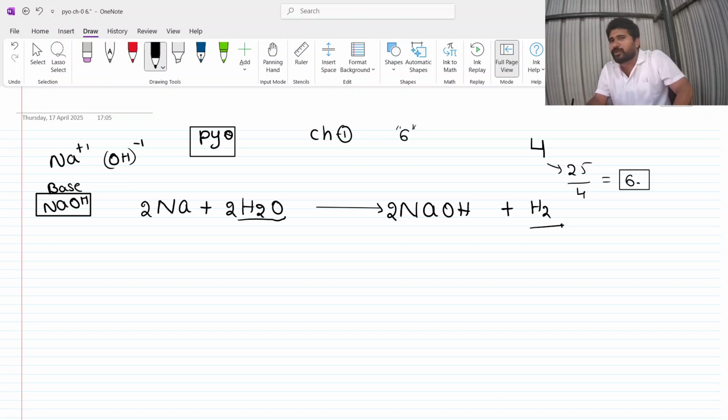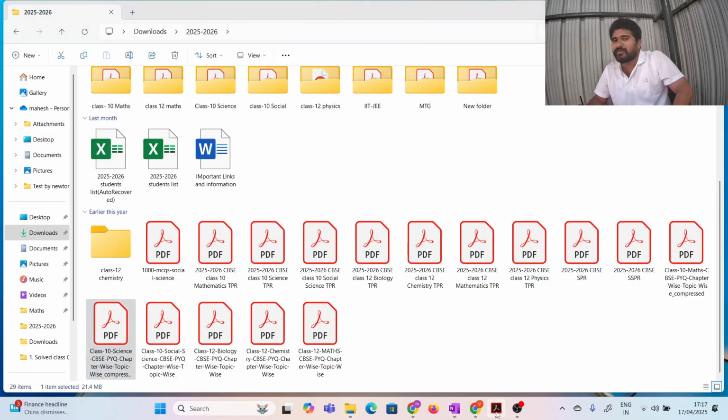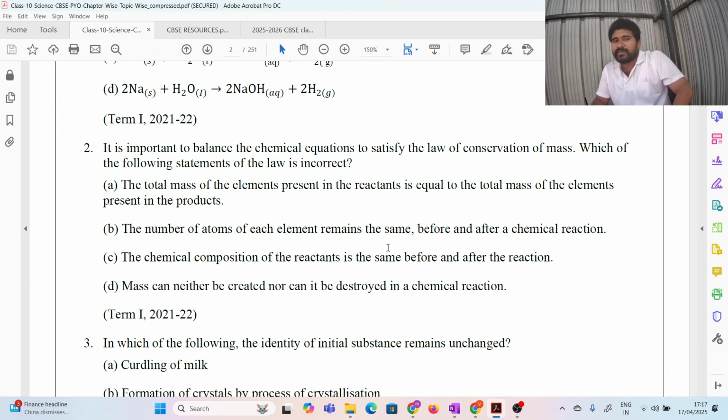With B, what is the problem with option B? Tell me. They have said very clearly: number of atoms of each element remains the same before and after. True. How many Na on the left side? That many Na on the right side. Right? That is our balancing property.